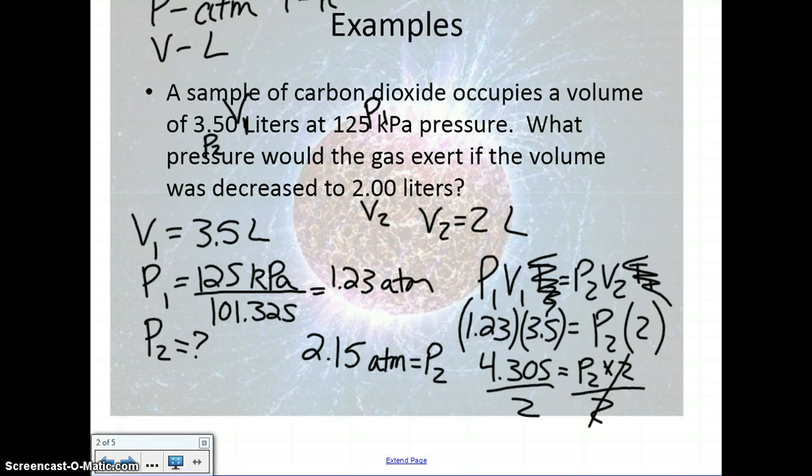And that's our second pressure. Of course, you need to make sure it's sig-figged. So we have 3 sig figs there, 3 sig figs there, 3 sig figs there. That means that we already had 3 sig figs, so we're good to go. There's your answer.